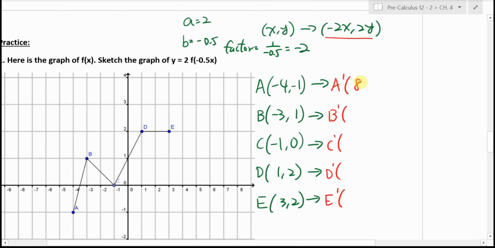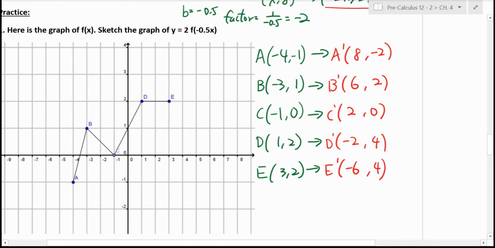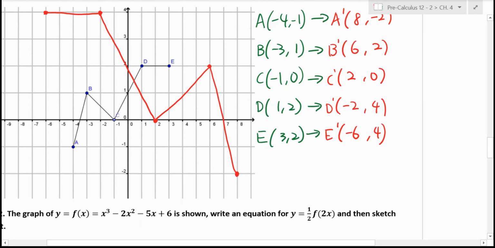So this is going to be 8, 6, 2, negative 2, negative 6. For the y values, it's just going to be double, so negative 2, 2, 0, 4, and 4. Now we can plot. 8, negative 2 is here, 6 and 2 is here, 2, 0, and negative 2 and 4, and then negative 6 and 4. So there's my new image graph. All right, hopefully that's all you got.